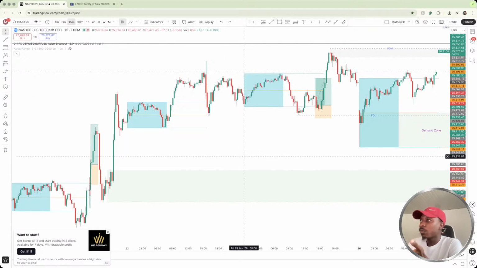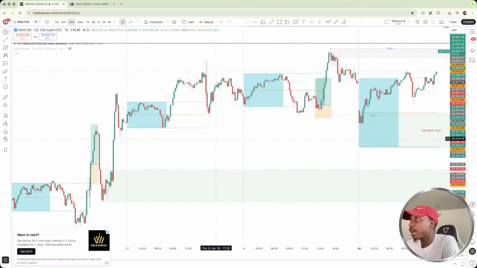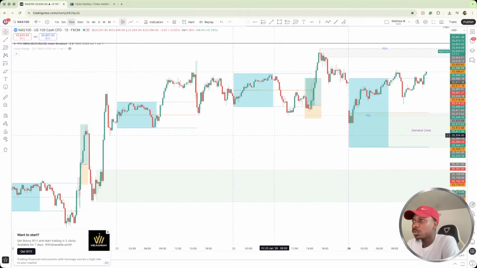For the sake of people who are just joining or just watching, I'm going to quickly run through the analysis again. One of the first things I normally like to do is check my previous day high and previous day low, right? This section is what happened on Friday. The market created this high and also this low, right?